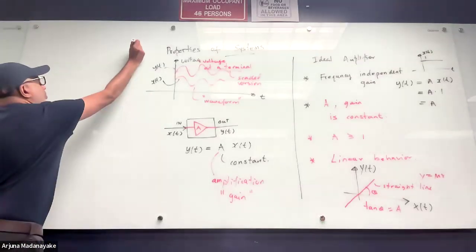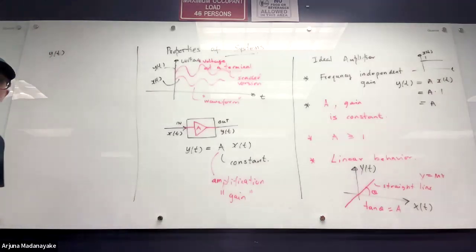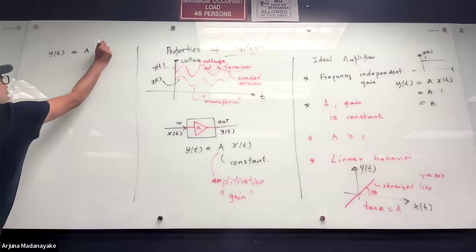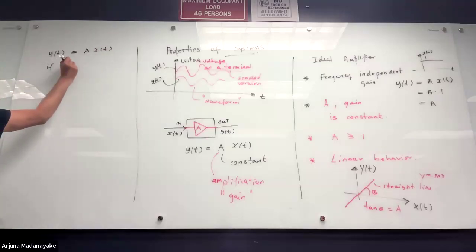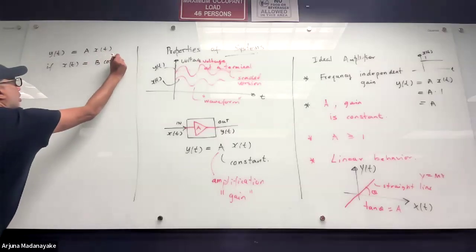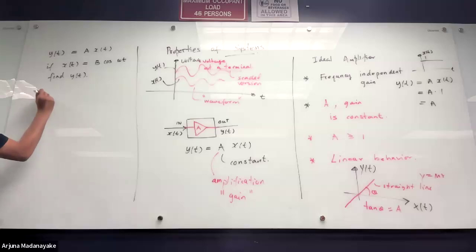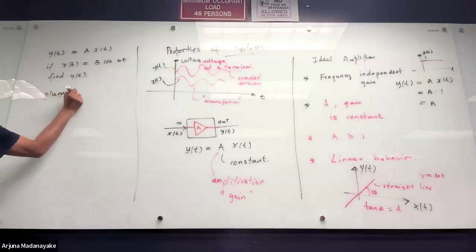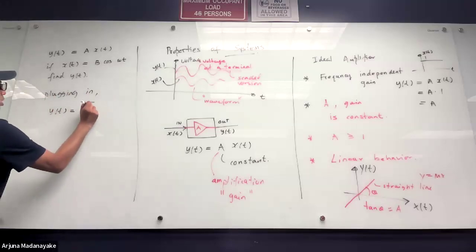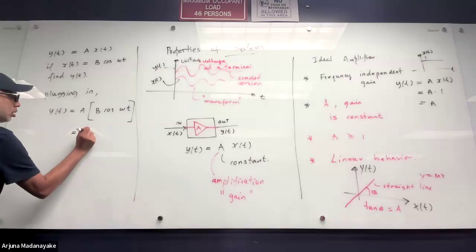So I can ask a problem. Let's say y of t is equal to A times x of t. I want to make sure this is covered. If x of t is equal to, let's say, B cos omega t, find y of t. So plugging in, we get y of t is equal to A times B times cos omega t, which is AB cos omega t.